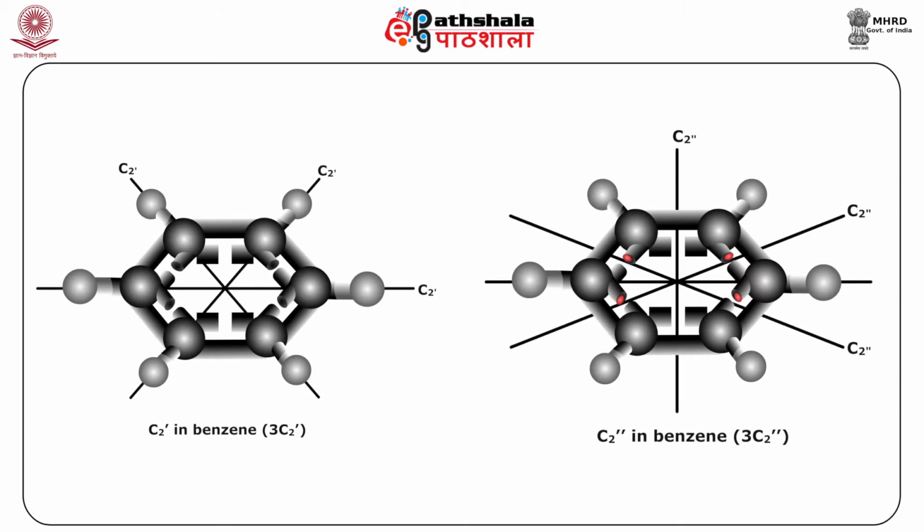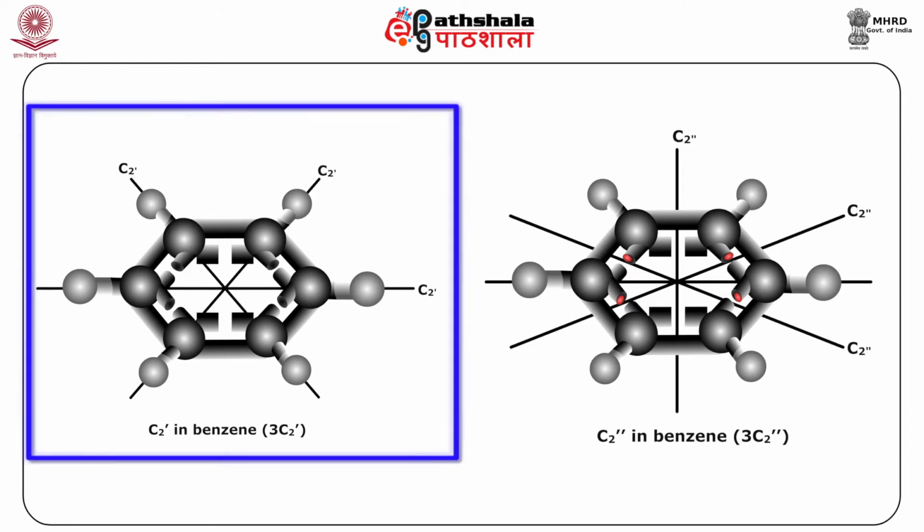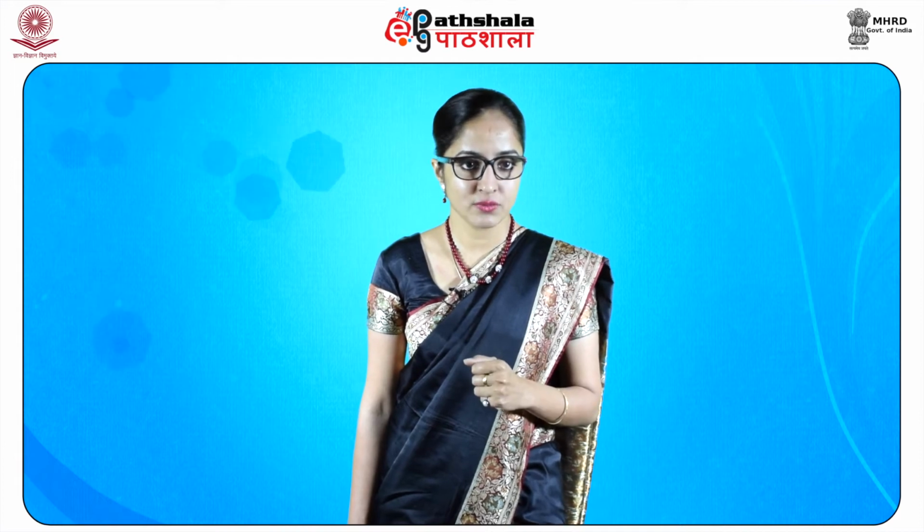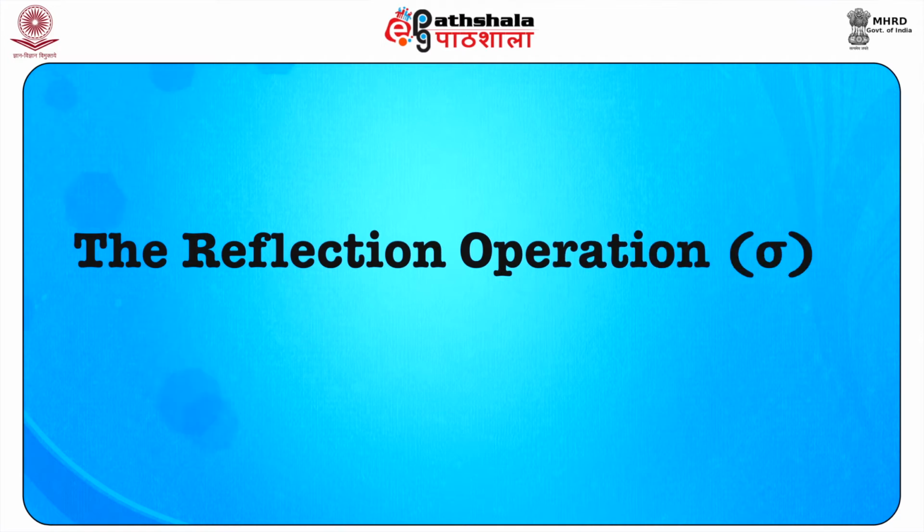If you again see the C2 axis in benzene, there can be 2 arrangements: when the axis passes through the carbon atoms of the benzene ring, or when the axis passes through the bonds of the benzene. So, there are 2 types of C2 axis in benzene, that is C2 dash and C2 double dash. After having studied the rotation axis, we will now concentrate our attention on the reflection operation denoted by the term sigma. The reflection operation can now be pictured as follows.